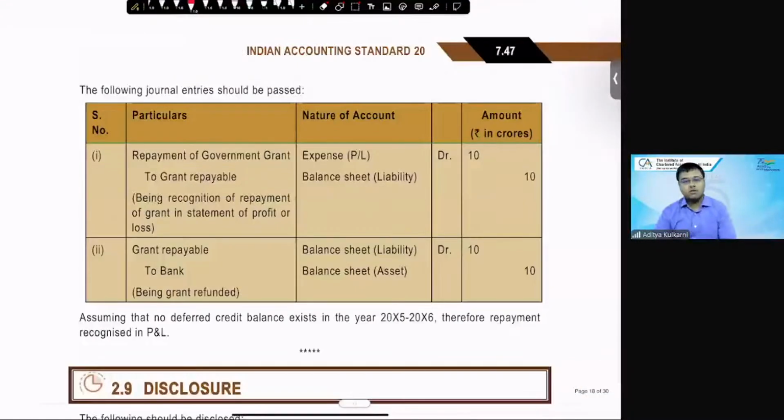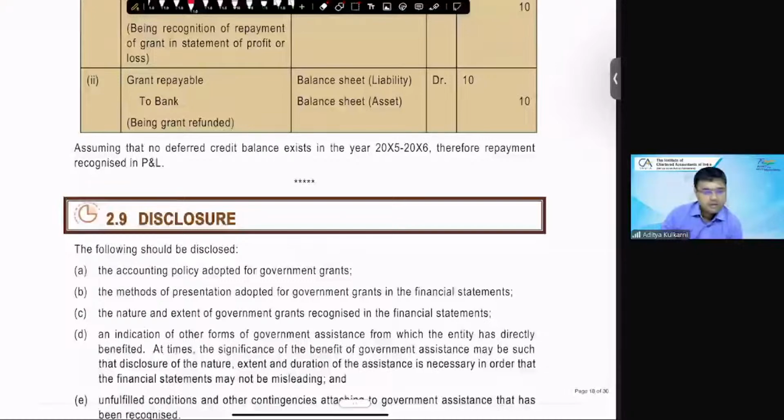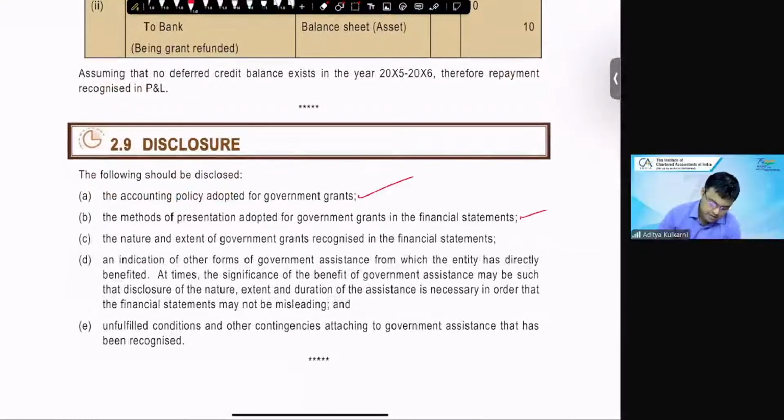Disclosures. What am I going to disclose? Accounting policy adopted for government grants, method of presentation adopted, nature and extent of government grants, indication of other forms of government assistance from which the entity has directly benefited. At times, the significance of the benefit of government assistance may be such that disclosure of the nature, extent, and duration of assistance is necessary in order that the financials may not be misleading. And unfulfilled conditions and other contingencies attached to government assistance that has been recognized. Very simple disclosures.